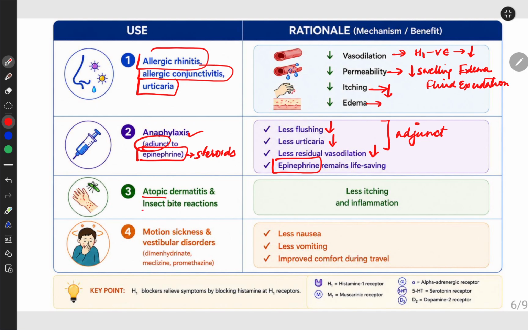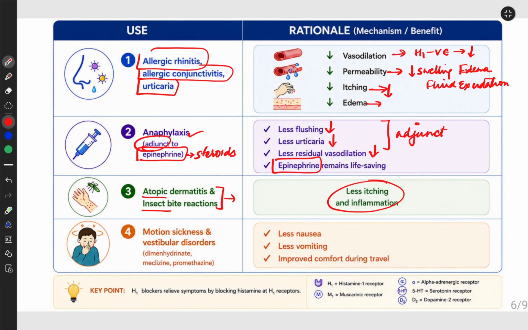Atopic dermatitis and insect bite reaction: when an insect bites, there's a lot of itching and urticaria or pruritus, and antihistamines reduce that itching and inflammation by the same mechanism as we have discussed.